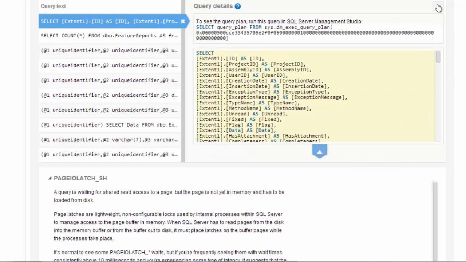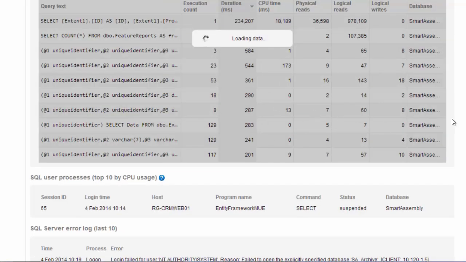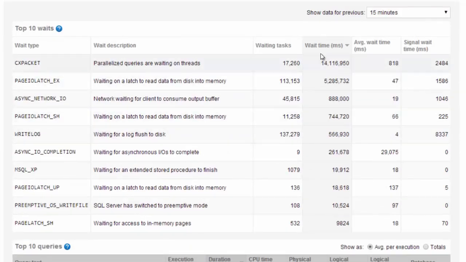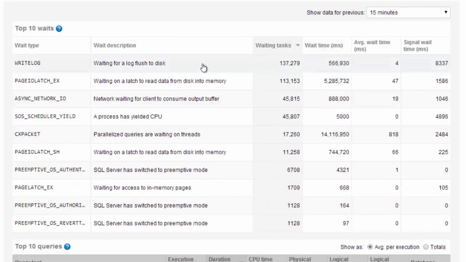Now, that's one way to look at the query and look at the weights, is to go down and look at the query. But what if, let's say, we want to just look at the weights themselves? Let's see how many waiting tasks are occurring. Well, we've got a whole bunch of write log tasks that are occurring. That's probably not a good thing. It tells us we're waiting for the log to flush to disk. Wait time is fairly high, but if you notice down here, we have even higher wait times.